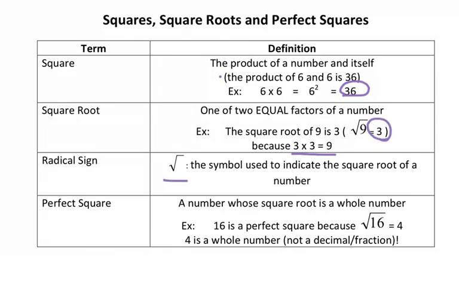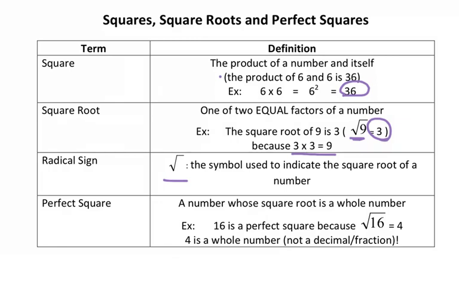And the radical sign is the symbol used to indicate the square root of a number. See how we have this radical sign right now on 9? So that means the square root of 9, and then what times itself equals 9 is 3.